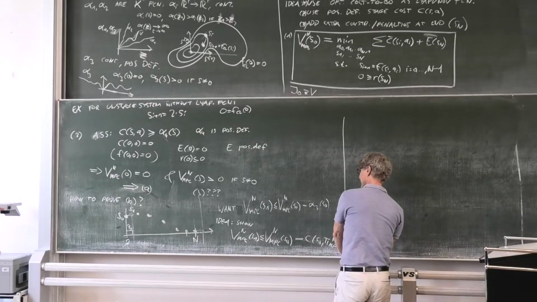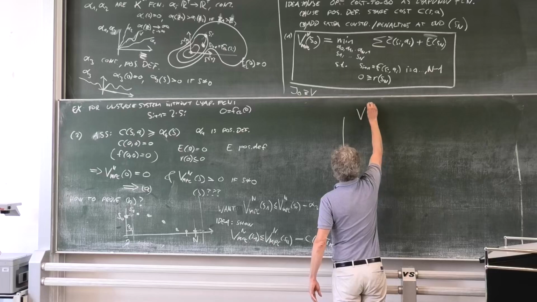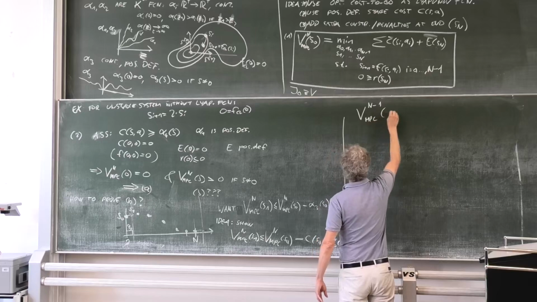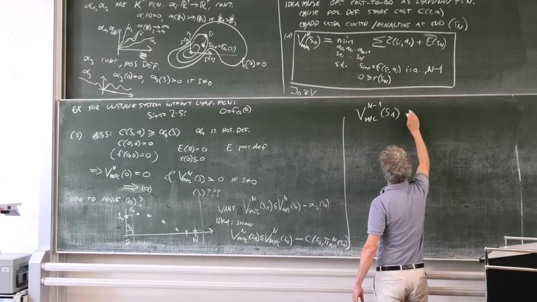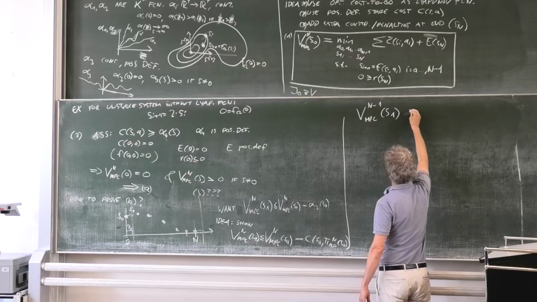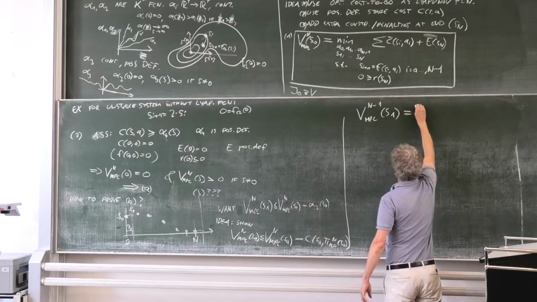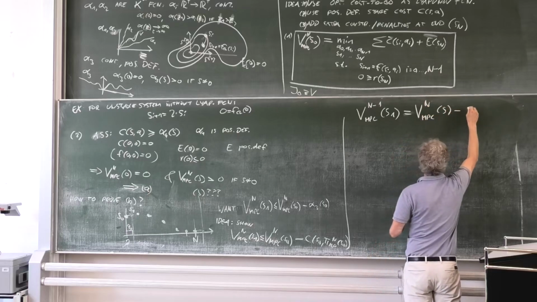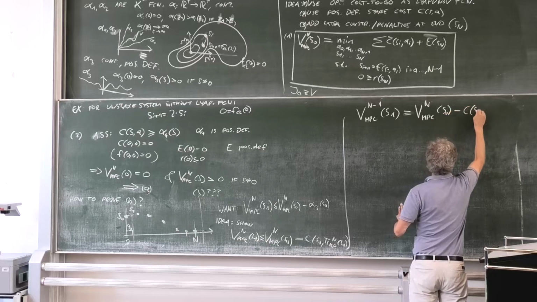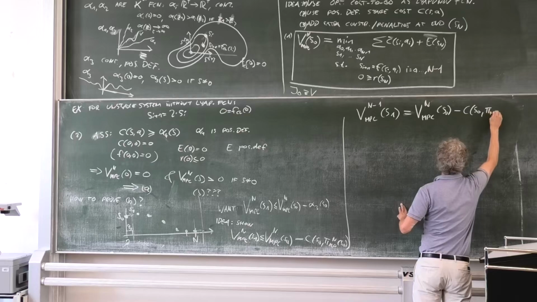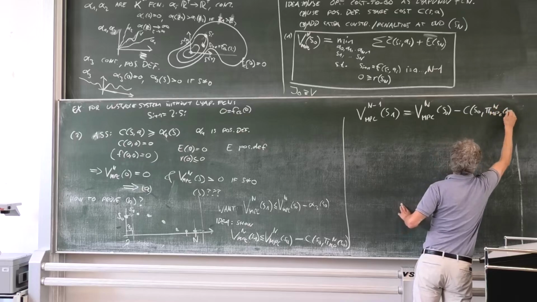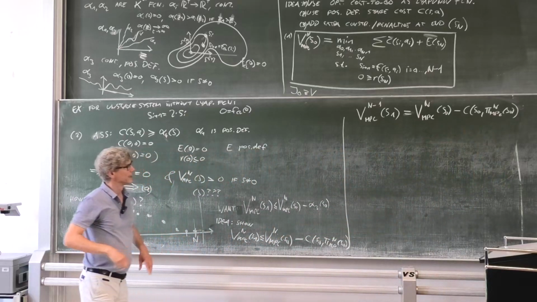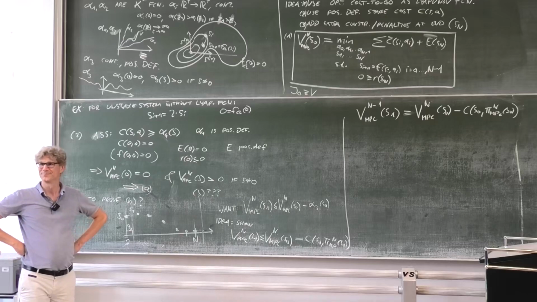We know actually that this function v n minus 1 of MPC at S1 is equal to Vn MPC of S0 minus C of S0, and here we have this feedback law, right? MPC n of S0, which is actually the control that we use in our closed loop controller, right? So this one we know.